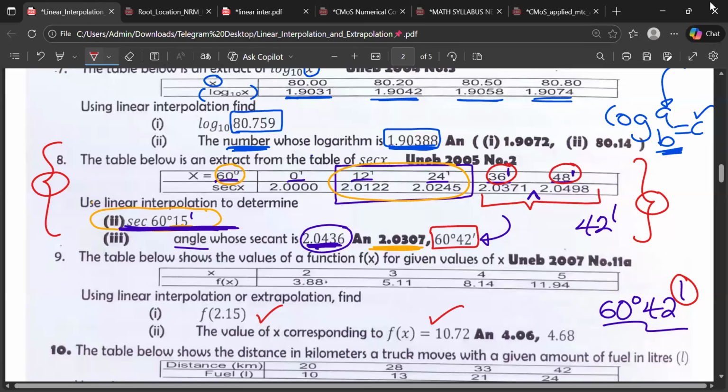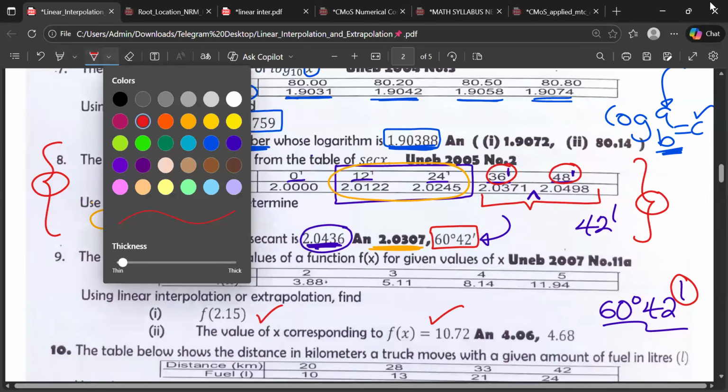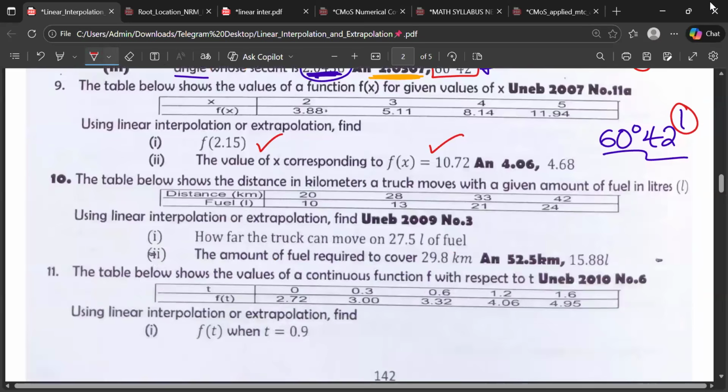Those ones, I just believe they are obvious. This is distance and fuel. Distance, you can give it letter D, then fuel letter F. Or since fuel is in liters, you can give it letter V. You find ways. They were asking for how far, that is distance, when you have used this fuel, and they're asking for fuel for this distance, and the answers are here. So you can confirm. Then they're having T and F of T, just like X and F of X. So those ones are also obvious.